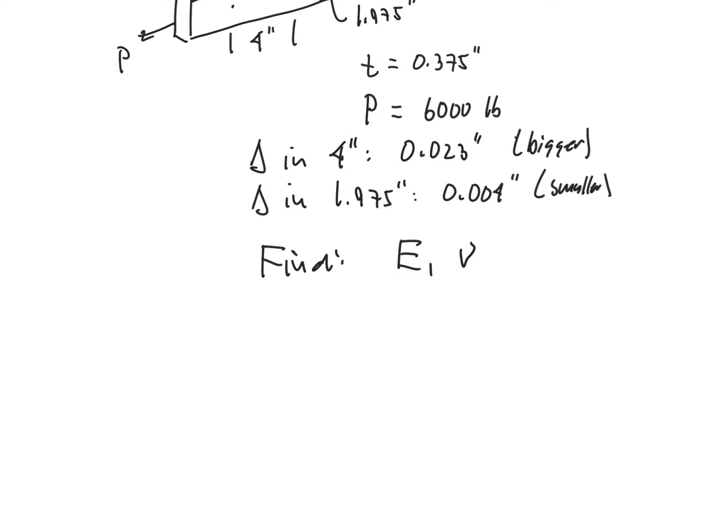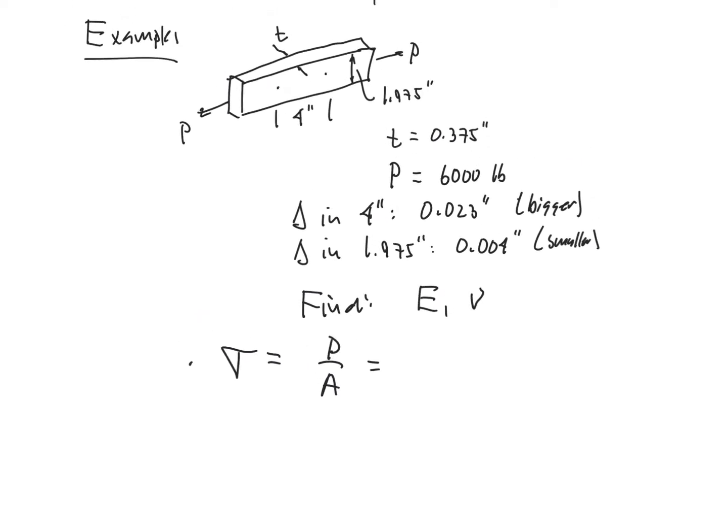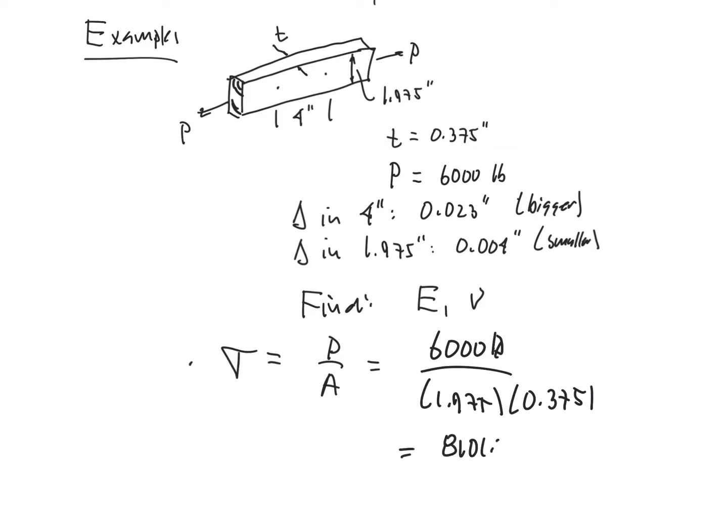All right, so the first thing that we want to do then is find the stress. So sigma is going to be equal to P divided by A. When you're first learning how to do this, one of the challenges is to figure out, okay, which A? Which area am I looking at? Well, again, it's the one that's going to contain P. So that's going to be this one right here. So it is the cross-sectional area face that's perpendicular to the applied load. So that's going to be 6,000 pounds divided by 1.975 and the 0.375 inches. So we get 8101.3, and that's PSI.